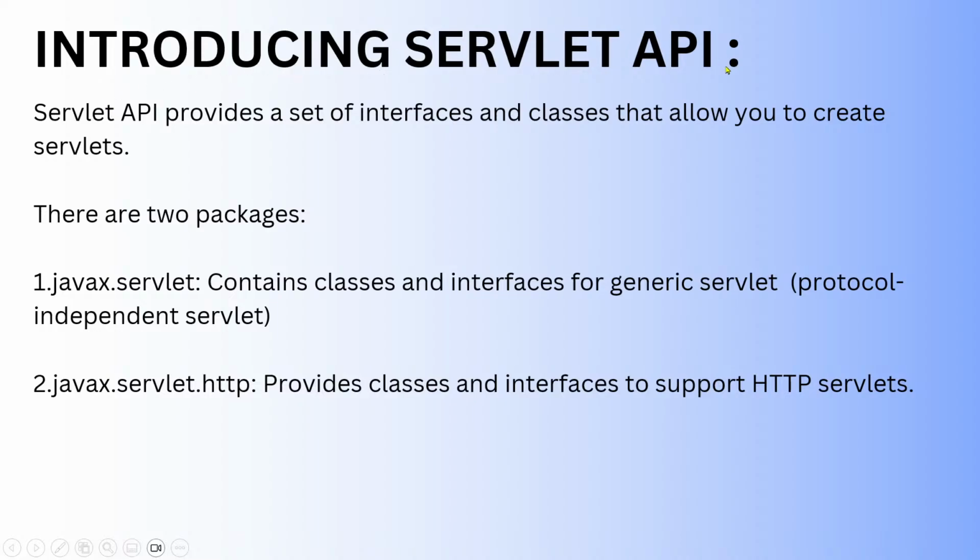Introducing Servlet API. Servlet API provides a set of interfaces and classes that allow you to create the servlet. Means these APIs are allowing to create the processes and classes. So there are two packages. The first package is javax.servlet and another package is javax.servlet.http. So javax.servlet contains classes and interfaces for generic servlet, which is protocol independent server.